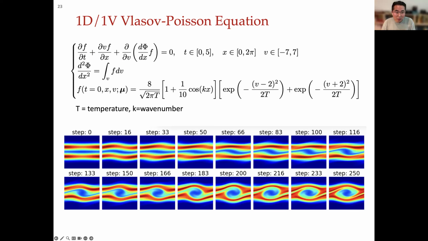So here, what we made parametric is this initial condition F, so that mu includes the temperature T and the wave number K. So this is the two-stream instability, so at time 0, just a two-stream. As the step goes by, then instability occurs. So this is how the solution looks like.